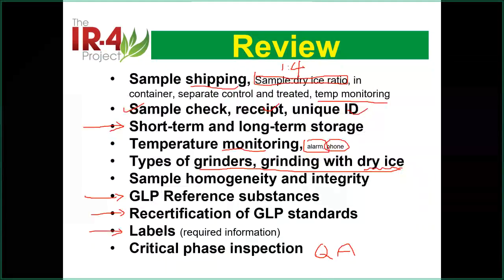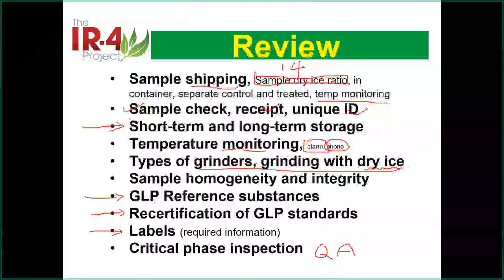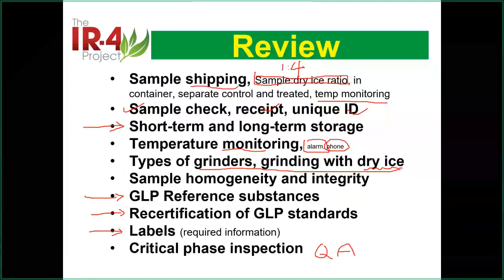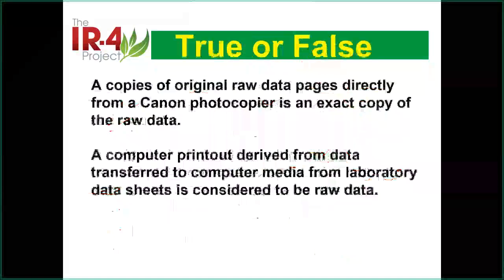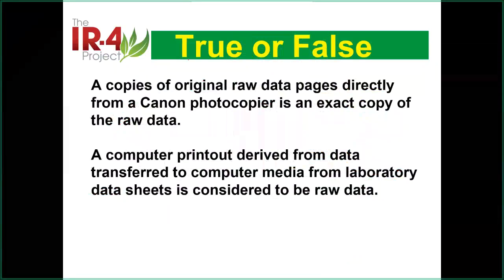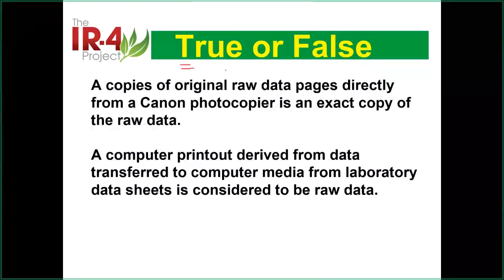Okay, so we do some practice, or maybe we can do that later. Okay, but this is like a true or false. For example, we can do the first one. A copy should be a copy. A copy of original raw data or original data pages directly from the copier. So this is an exact copy. So is this true or false?